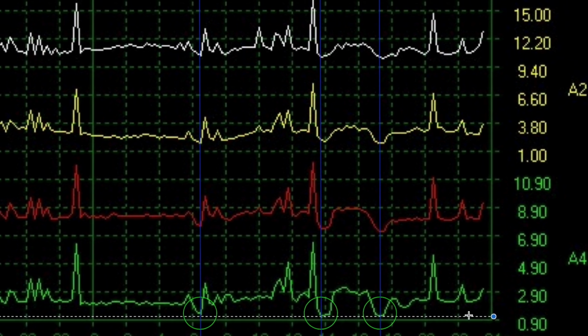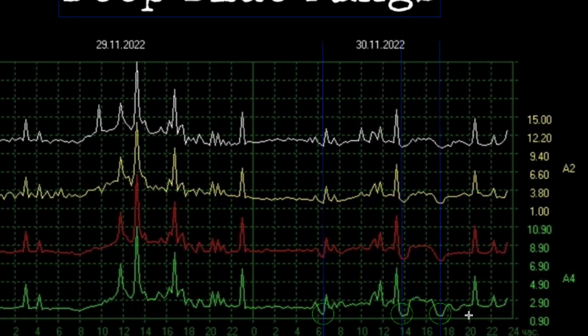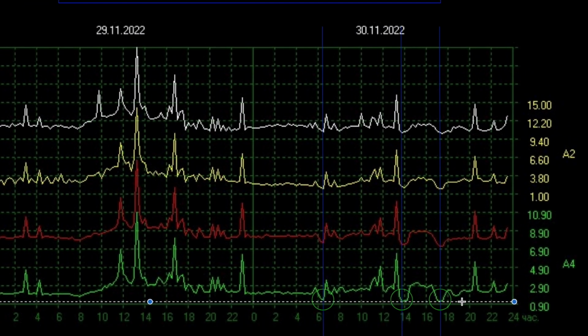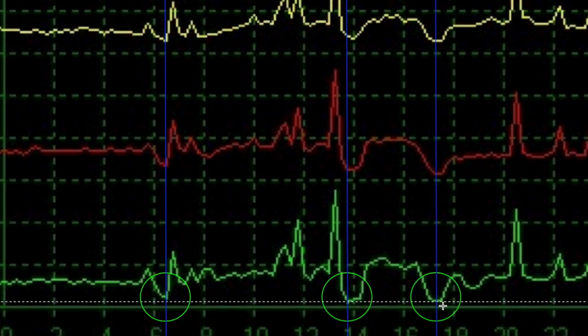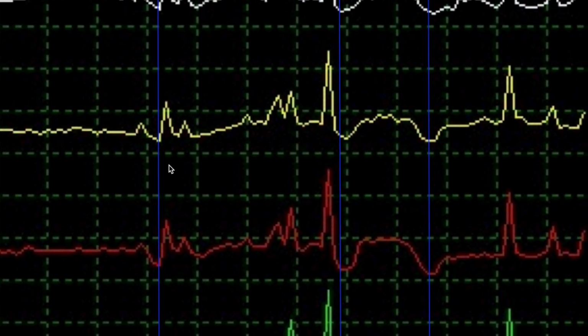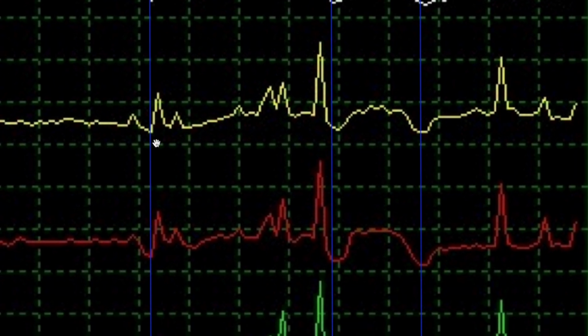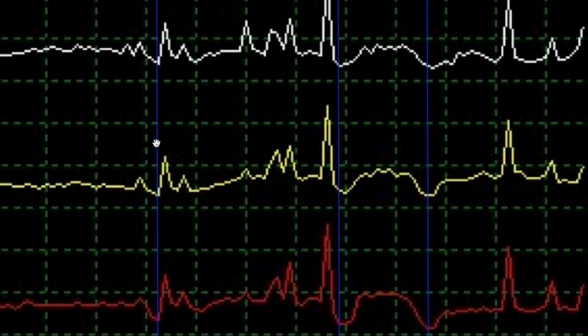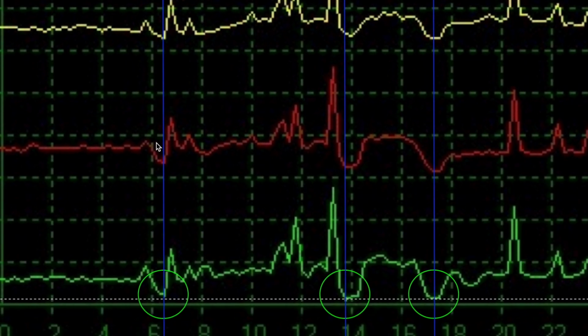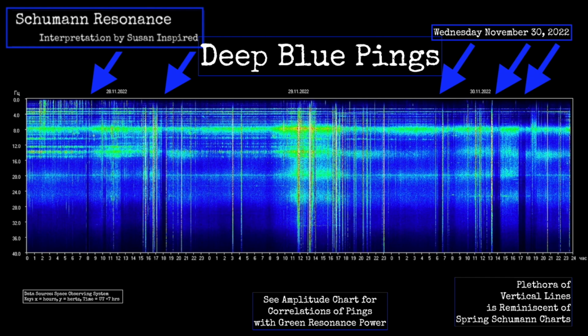So with the movement that happened on the 30th as well, last night, you can see again that these dips in amplitude were even more marked, and you can see they occurred in all the resonances. So it appears that is a big part of what's causing these blue pings, these blue rods, if you will, of energy or of lack of energy.